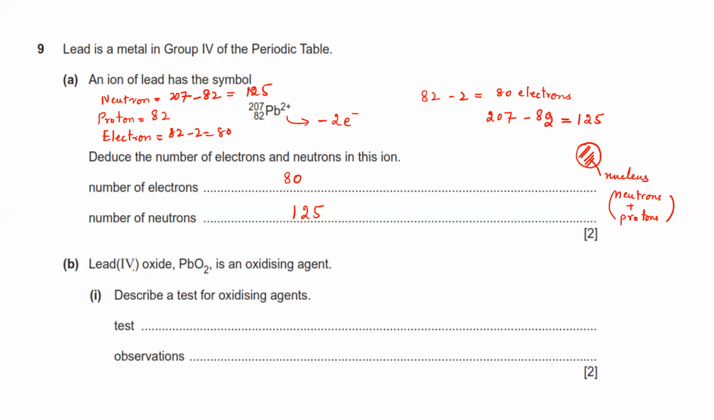Then part B, lead(IV) oxide, PbO2, is an oxidizing agent. So remember, describe a test for an oxidizing agent. A test for an oxidizing agent is simply add KI or potassium iodide solution.